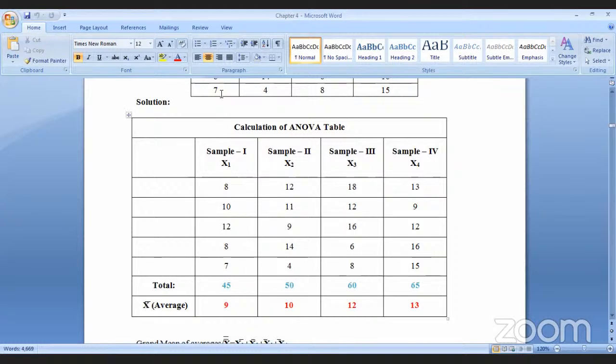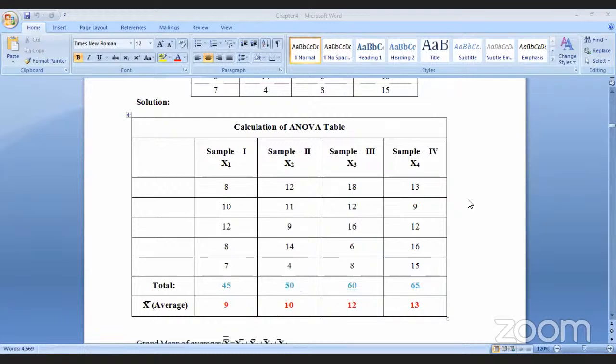Then after copying this question, do the total. See, 45, 50, 60, 65. After finding these values, go for the average. 45 by 5, that is 9. 50 by 5, that is 10. 60 by 5, that is 12. 65 by 5, that is 13. So in this way, we need to calculate the total and get the value of average. This is the first step.